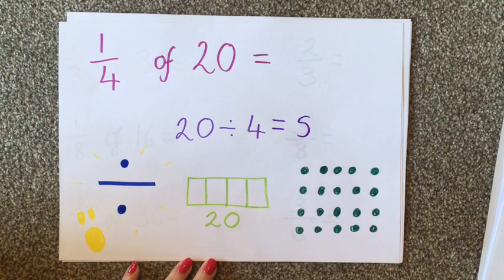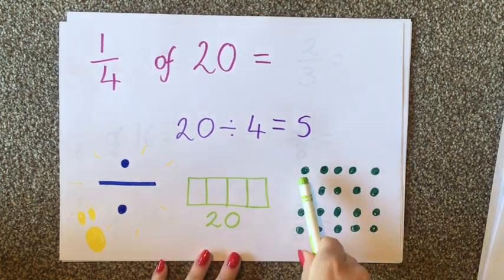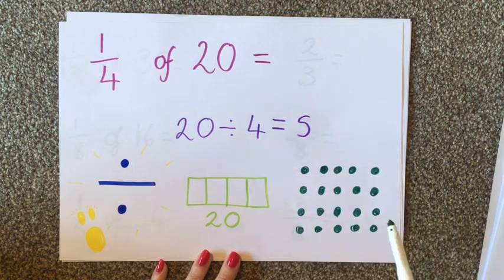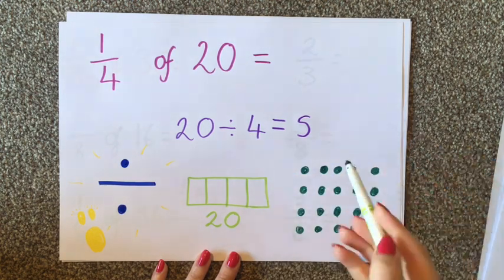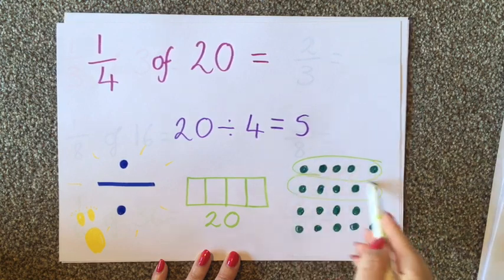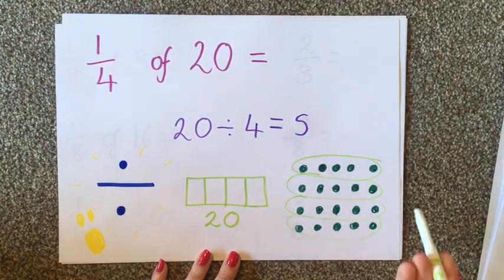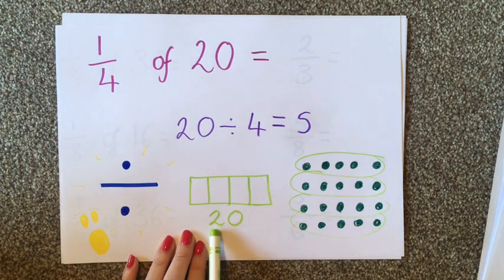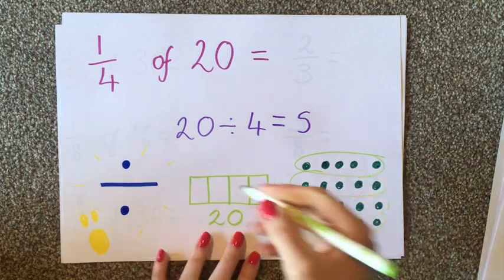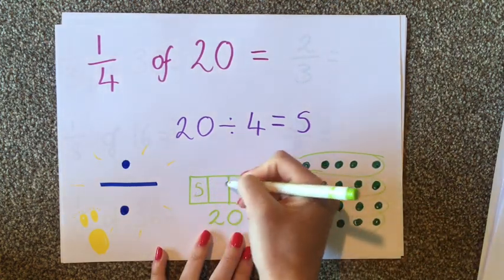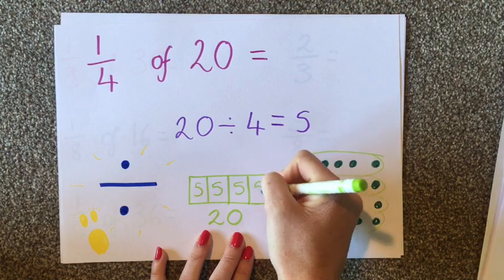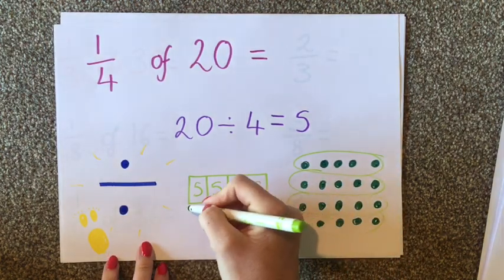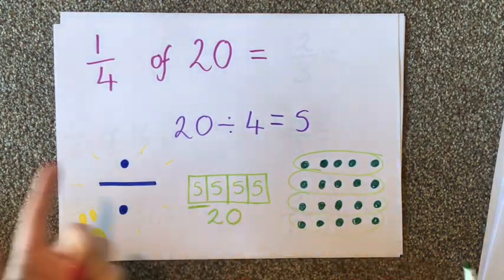Or I might want to do it in a picture, by drawing out all my 20 pieces, and then I can split it into 4 groups. So I've got 1, 2, 3, 4 groups there, and each one has 5 in it. Or I might want to draw a bar model like this and think to myself, how many times will what go in 4 times, and it would be 5, like that. So now I know that 1/4 of my whole 20 is 5.